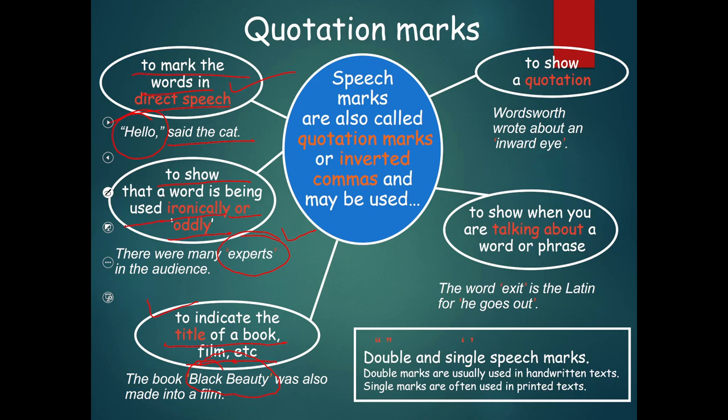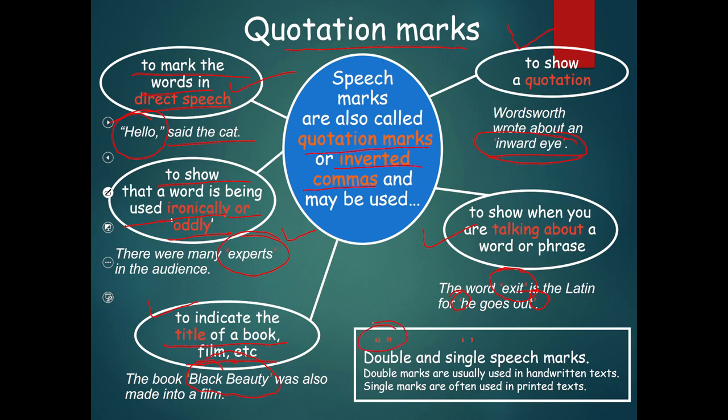Let's see that speech marks are also called quotation marks. We can call them speech marks as well, or inverted commas. And they are also used to show a quotation. Wordsworth wrote about "an inward eye." Here we use quotation marks when you are talking about a word or a phrase. The word "exit" is the Latin for "he goes out," so when we are explaining some word or giving an origin, we use quotation marks to enclose the word.